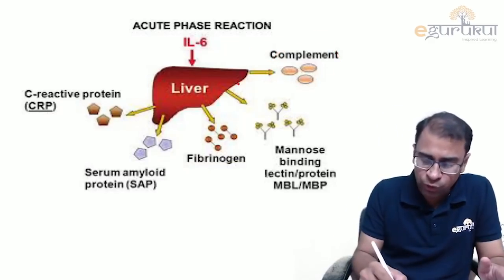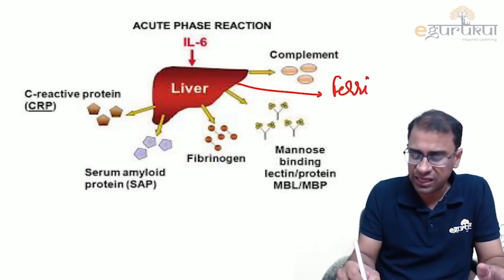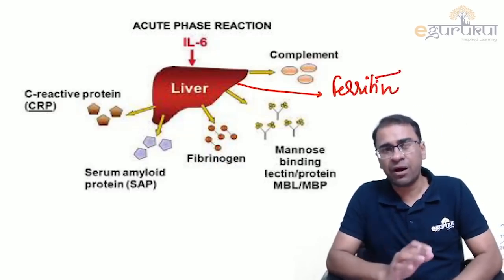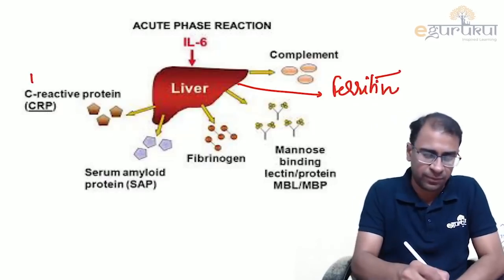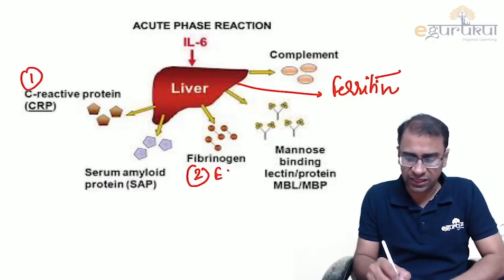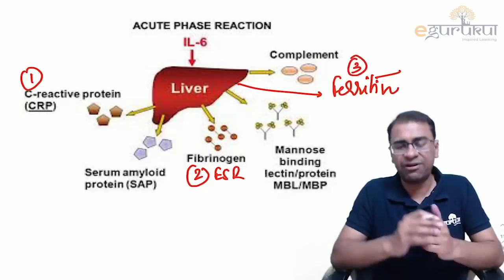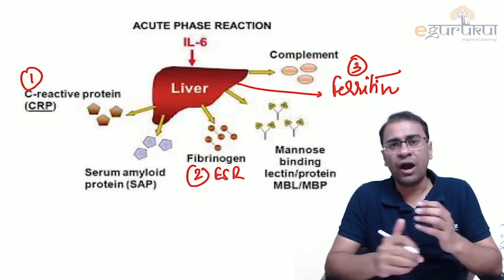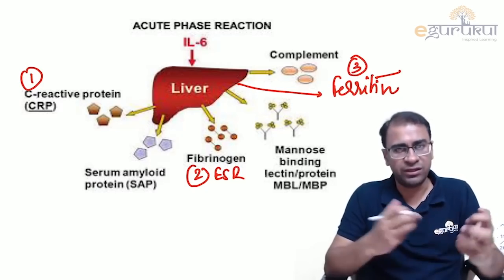Other than that, there also are ferritin molecules, which again is an acute phase reactant. So if you talk about the inflammatory markers, I will tell you there are three of them. Number one is CRP, number two is ESR, and not to forget, there is definitely ferritin involved here. Let's talk about this one by one to understand what is the basic role in diagnosing the diseases.